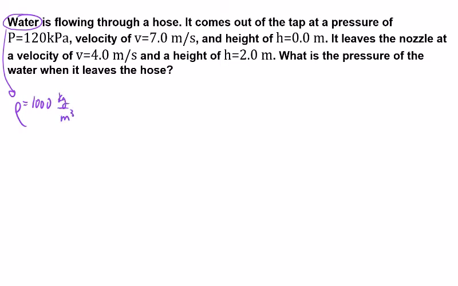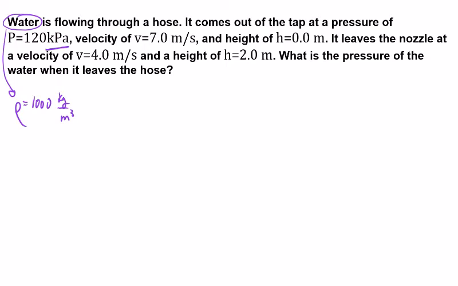It comes out of the tap at a pressure of 120 kilopascals. Now, we don't like kilopascals. Remember that kilo just means 1,000, so that's just 120,000 pascals. Velocity of 7 meters per second and height of 0.